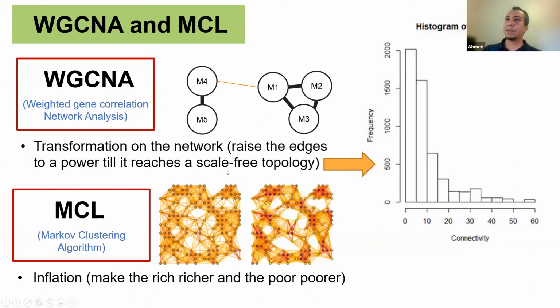For MCL, it does something similar. It uses what's called the inflation value. And the inflation makes the rich richer, makes the poor poorer. So again, it's a transformation on these edges that is going to make the strong edges stronger and the weak edges weaker. The strong edges, for example, if you have an edge of 1 and you raise it to a power of 2, it's still going to stay 1. But if you have something that is 0.2 and you raise that, you're going to end up with a lower value after this transformation. So that is the transformation that you make in MCL.